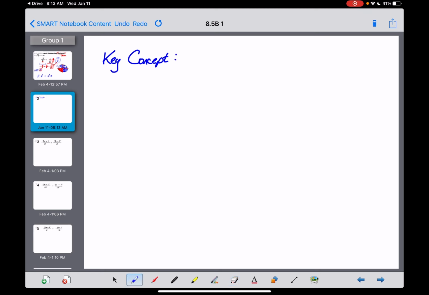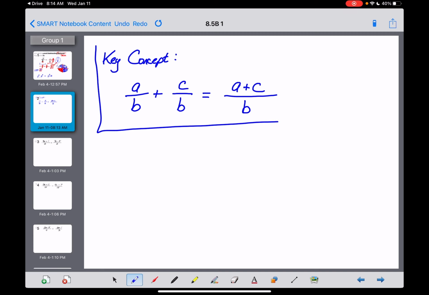The key concept for adding two fractions. A over B can be added to another fraction, which would be C, but that needs to be over B as well. You've got to have a common denominator. And when you do that, you find your new numerator simply by adding the two numerators together, A plus C. But the denominator stays the same. So it's A plus C over B.